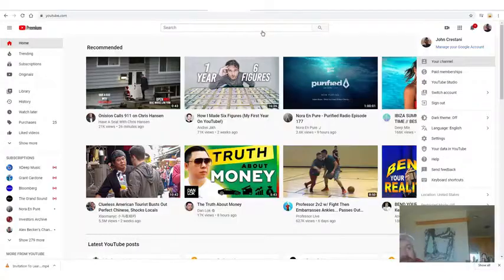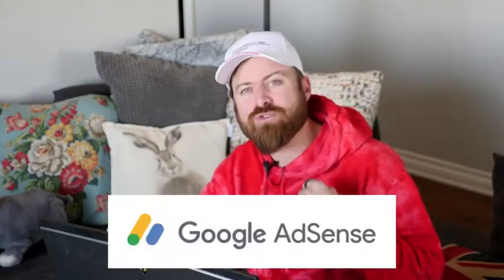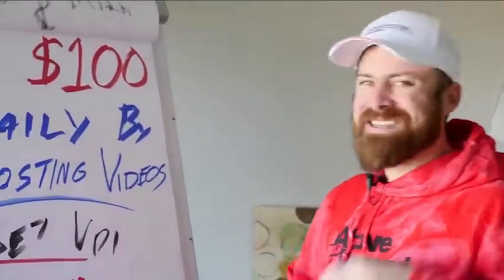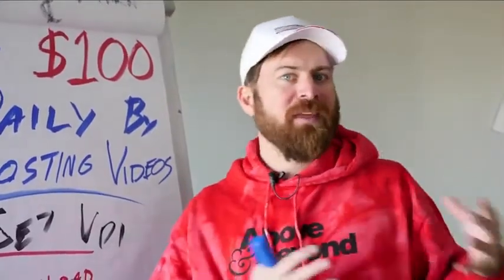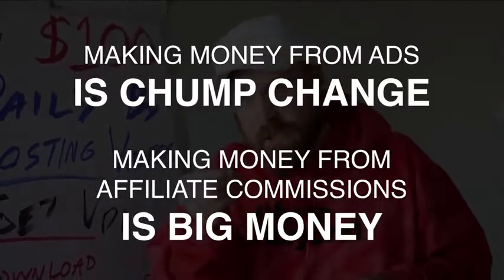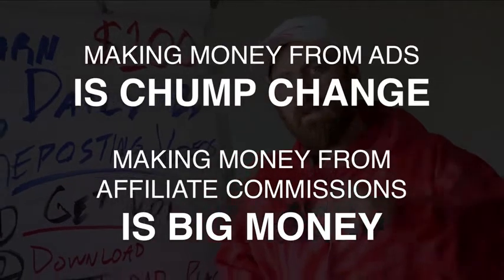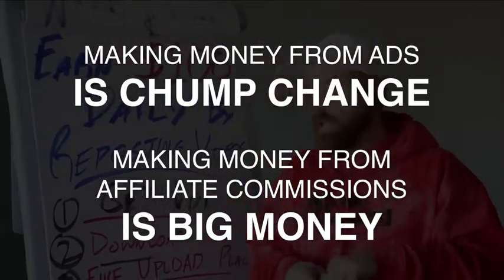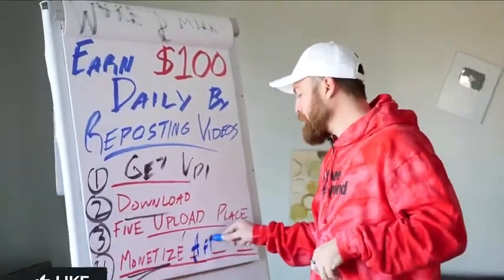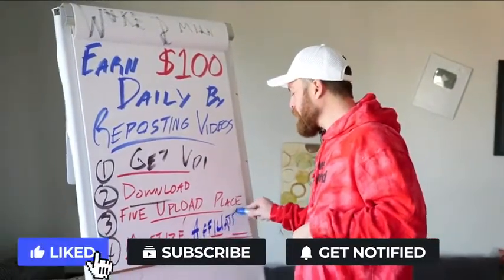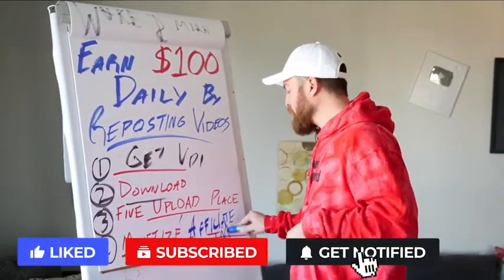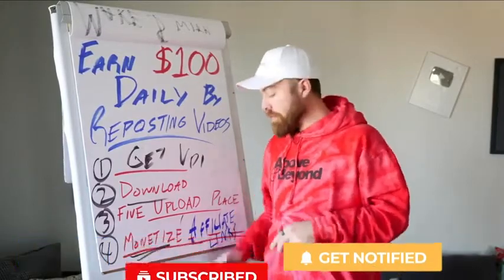Now, the thing about YouTube is because I was the first person to upload my own video to YouTube, I end up making the AdSense revenue, but you end up making the affiliate commissions, which is what we're going to talk about next. So the most important way of monetizing is actually not making money from the ads. Making money from ads is chump change, whereas making money from affiliate commissions is big money. And I'm going to show you how you can make money by putting affiliate links underneath or within each of these videos so you can earn recurring revenue.